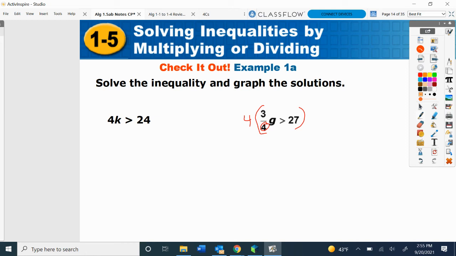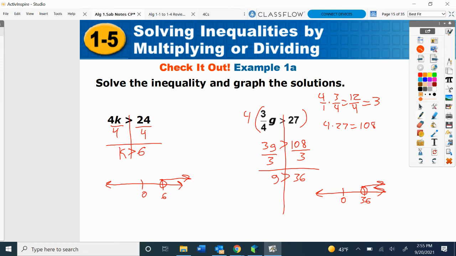All right, let's check this out, see what it would work down to. Okay, so your first step over here on this problem, you're going to divide by 4 on each side. So you get k is greater than 6. All right, so here we got it graphed. You got open circle on 6 and an arrow going to the right.